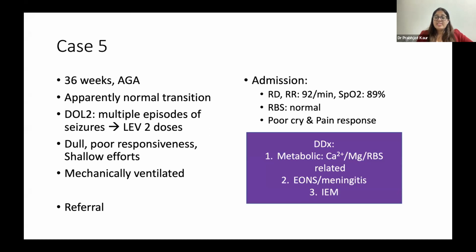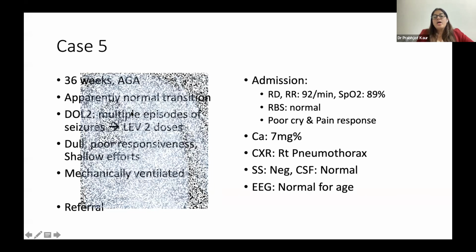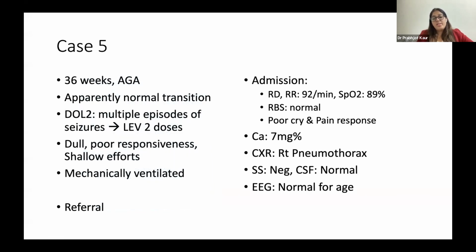So the differentials considered at this point were probably it is metabolic, the usual metabolic calcium, magnesium deficiency, RBS, hypoglycemia related. This is a preterm baby. Early onset neonatal sepsis or meningitis. Third, lower down, IEM was considered. When the X-ray was done for this baby, because he was mechanically ventilated, there was a right-sided pneumothorax. So initial investigations were normal except for the low calcium. Chest X-ray showed a slight right pneumothorax. Sepsis screen was negative, CSF was normal, EEG was normal.